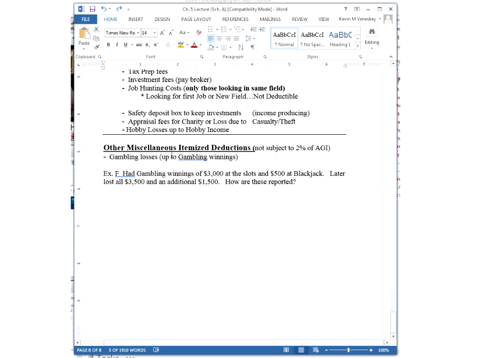The last one here, the other miscellaneous items, are not subject to 2% of your AGI. One of the biggest items in this area is gambling losses. You cannot net gambling losses with gambling winnings and just put the final amount on your 1040. You have to list your gambling winnings gross on your 1040, the entire dollar amount that you won, and then any additional losses that you had, you can deduct as an itemized deduction. So you can only take gambling losses if you are able to itemize for that year. If you can't itemize, then you don't get the gambling losses.